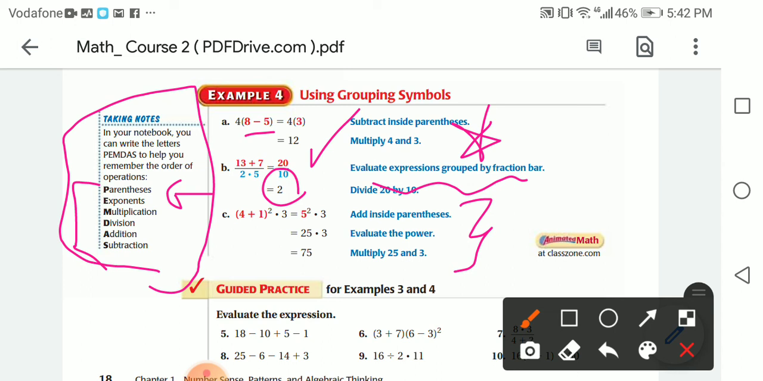Okay, 4 plus 1 all to the second power. So add inside parentheses first. PEMDAS, P first. So 4 plus 1, 5. Then the exponent. I have the exponent here, the power 2. So 5 to the second power gives me 25.